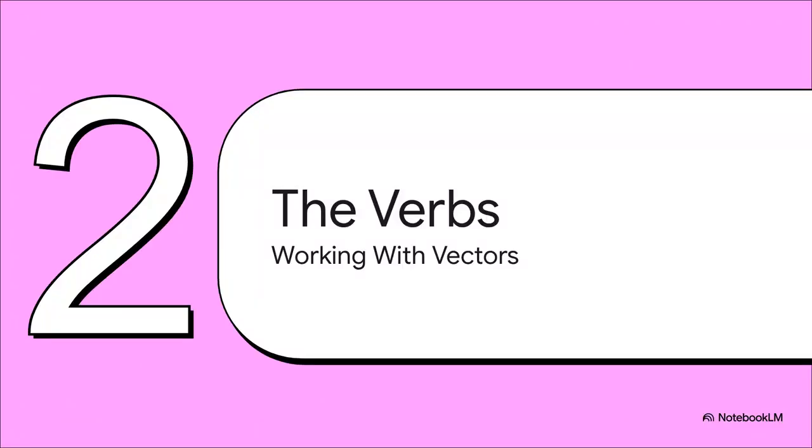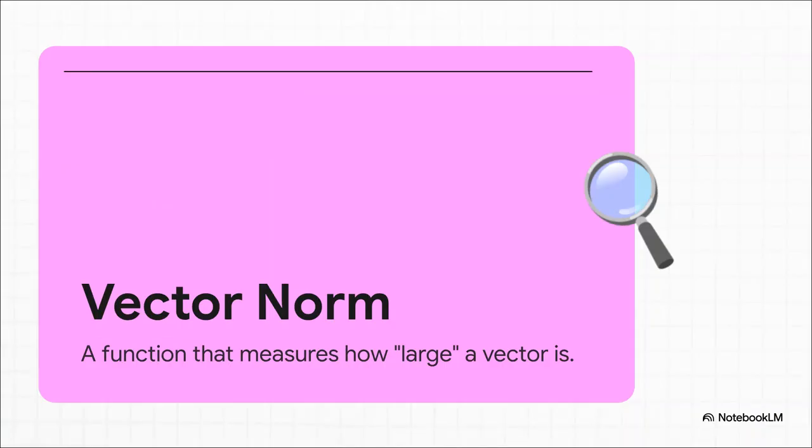Okay, so now we have our nouns, our scalars, vectors, and matrices. They're holding all our data. But data just sitting there isn't very useful, is it? We need to do stuff with it. We need verbs, actions that let us compare, measure, and play around with our data. Our first verb is all about size. How big is a vector?